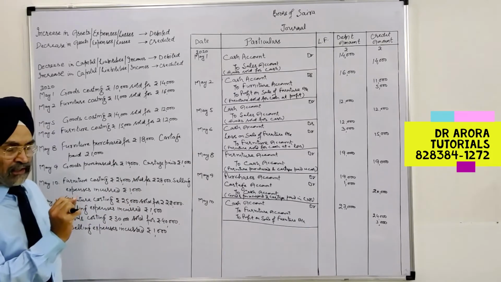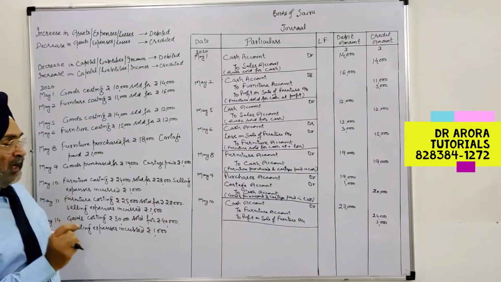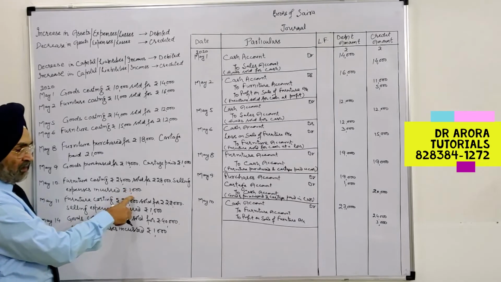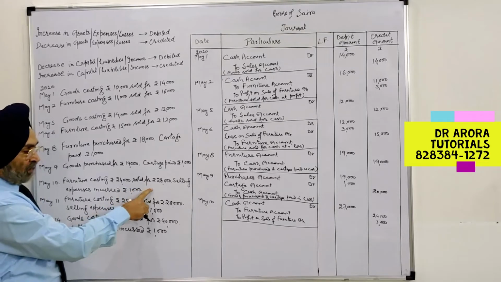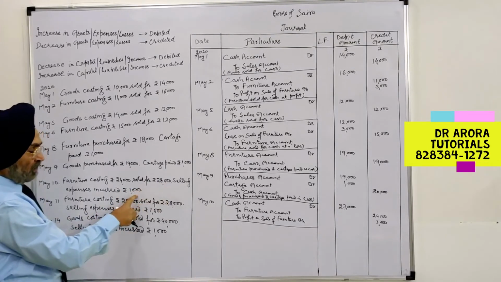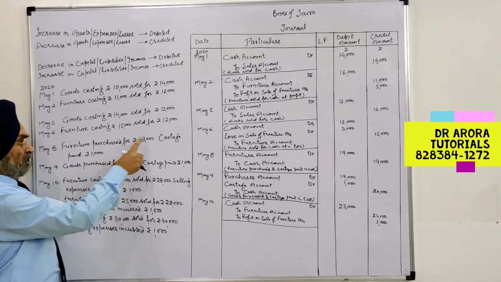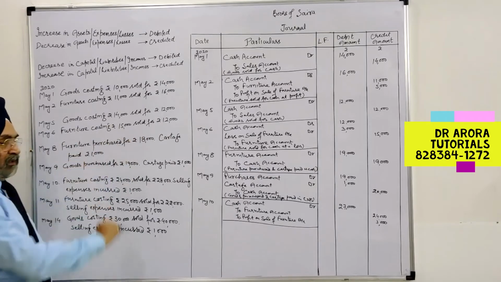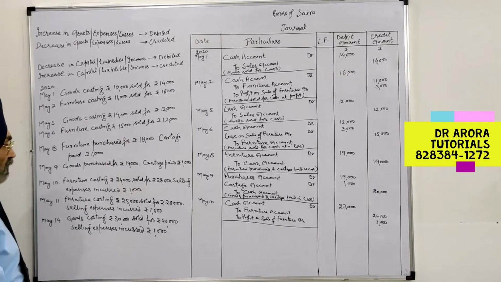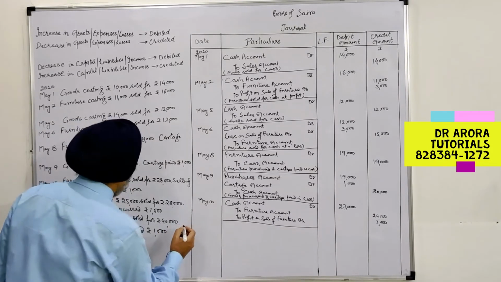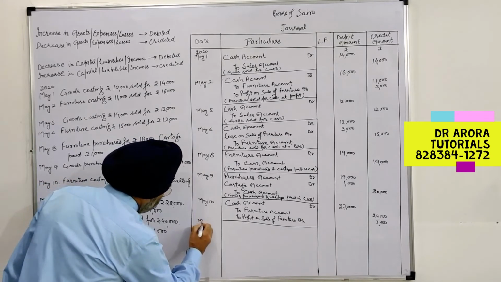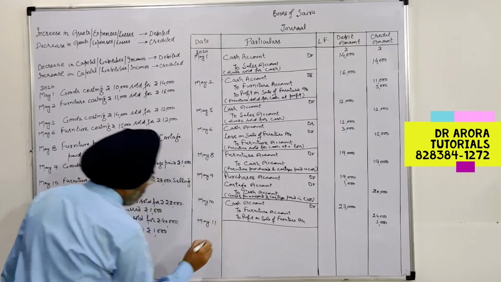So the adjustment is done in the profit or loss at the time of sale. At the time of sale, with regard to expenses, the adjustment is done in profit or loss. But at the time of purchase, it is included in the cost of the asset. So then next is May 11th.